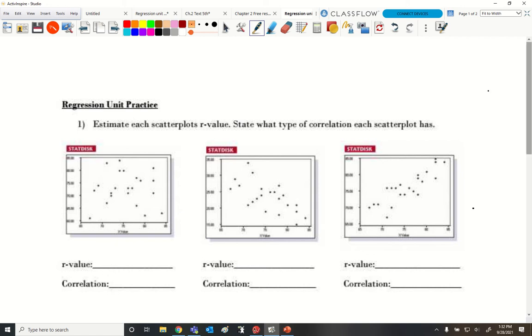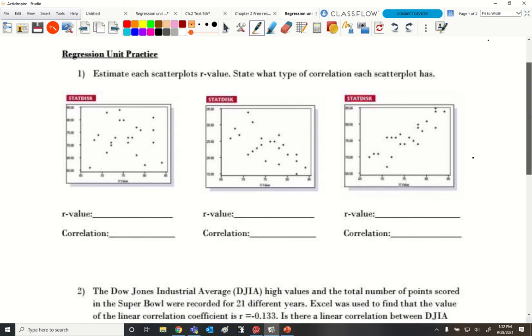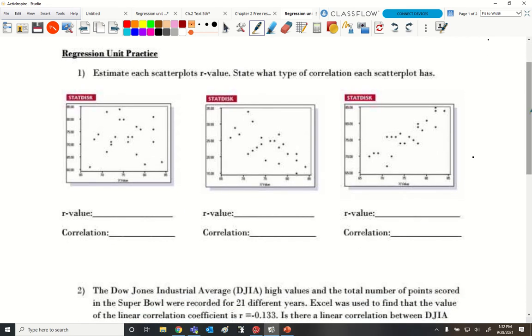Okay. All right. So for this right here, this is going to be my test review. Now, estimate each of the scatter plots for the R values. What I'm saying is, on the test, it's multiple choice. You're going to have to match values. So you're going to have R values and scatter plots, and you're going to have to match them together. So let's take a look at my first R value.